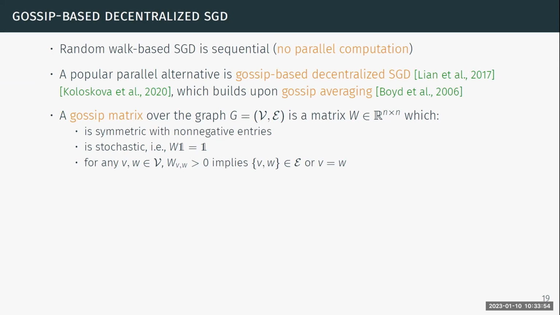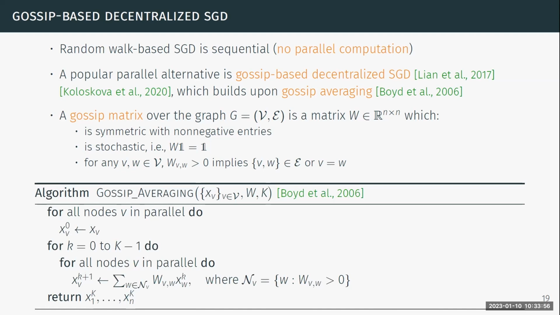Okay, and then gossip averaging, which dates back to, there's this paper of Boyd, but there was already work before that, works like this, very simple.